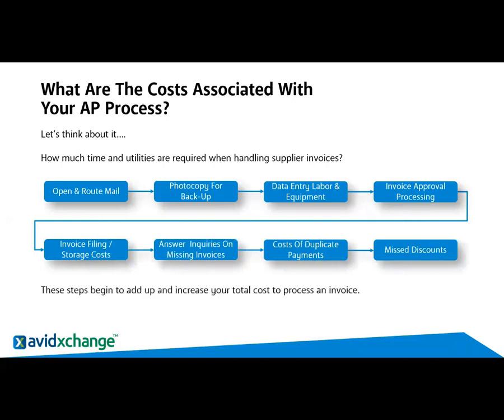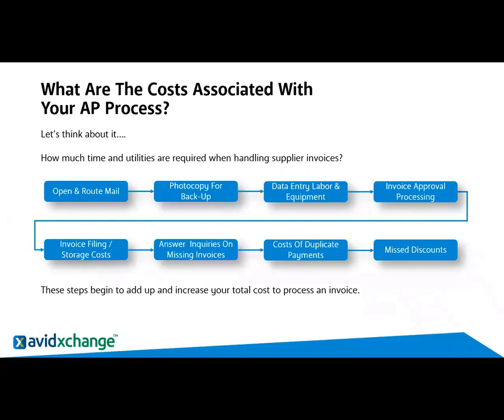Then, as I spoke about earlier, the manual routing of the approval process. Then, of course, the storage cost of having either offsite storage or a number of file cabinets in your location, making sure that they are filed correctly. There's all of that labor cost associated with that as well. And then you talk about answering inquiries on missing invoices, duplicate payments, which are always a possibility. And then let's talk about the costs associated with ultimately missing discounts.